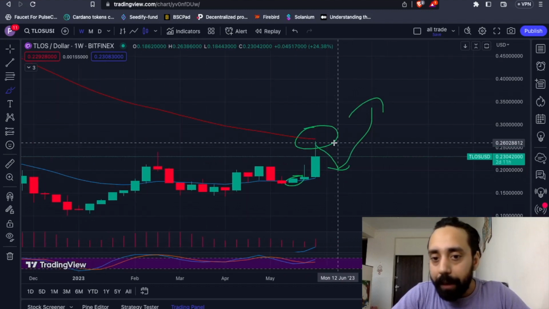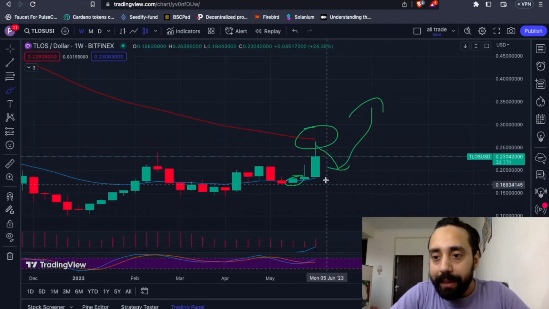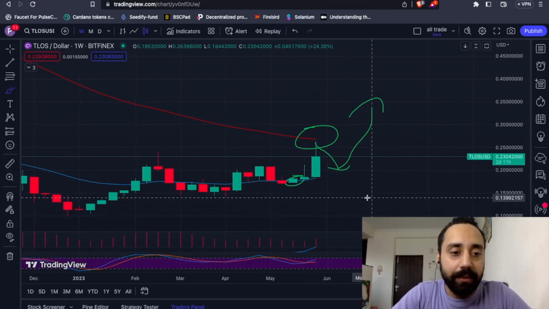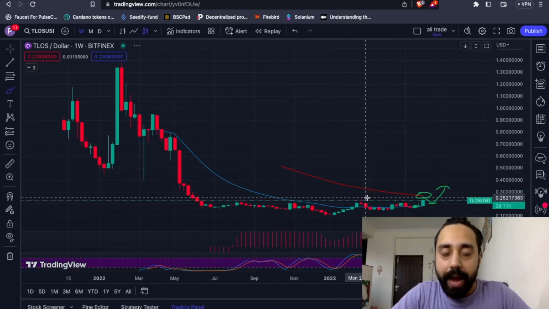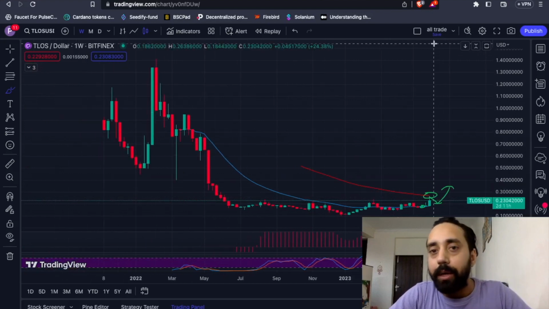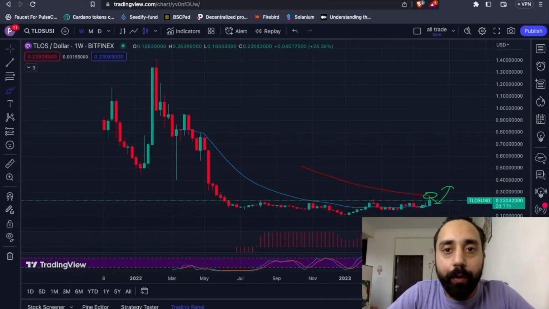I think the right price point will be 0.20 cents, which is right over here. It should test the 20 EMA back again, and once it does, you should take a position and enter this token, because it can go above $1 anytime soon. So that's about TLOS.